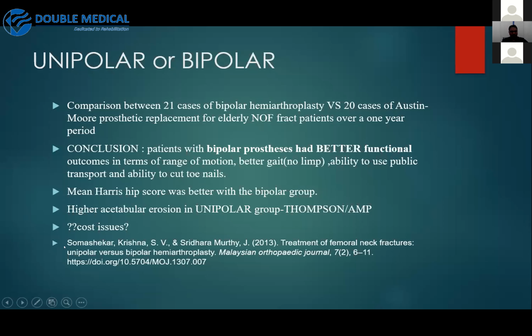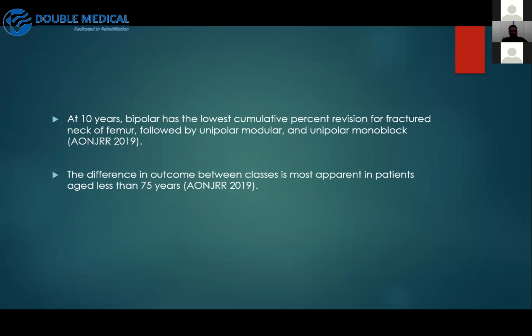However, in our country and a few other countries, of course, cost is an issue. The cost of a Thompson AMP is much cheaper than a bipolar. So at 10 years, bipolar has the lowest cumulative percentage revision for fractured neck of femur, followed by unipolar modular and unipolar monoblock. This is from the Australian Registry 2019. So the difference in outcome between classes is most apparent in patients aged less than 75 years.